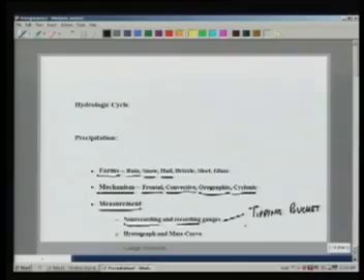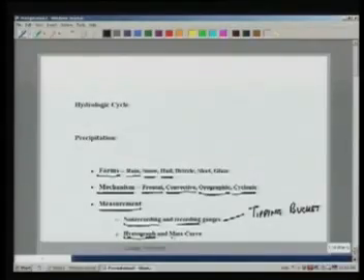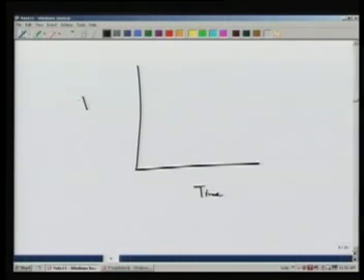The data which we obtain from these non-recording and recording gauges can be expressed or displayed in a form of a hydrograph or a mass curve. Now a hydrograph is a plot of time versus intensity. Intensity of rainfall is typically expressed in terms of millimeter per hour, sometimes centimeters per hour.